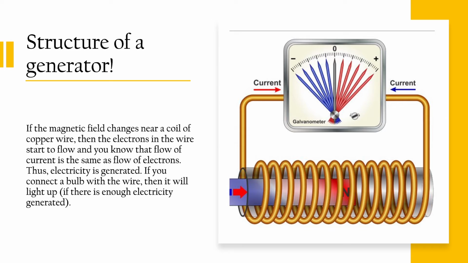Structure of a generator. If the magnetic field changes near a coil of copper wire or any other wire, then the electrons in the wire start to flow, and you know that the flow of current is the same as the flow of electrons. Thus, electricity is generated. If you connect a bulb with the wire, then it will light up if enough electricity is generated. Here in this picture, we have a galvanometer which measures how much current is passing through the coil of wire. Now this picture is also not by me. None of the pictures are by me.